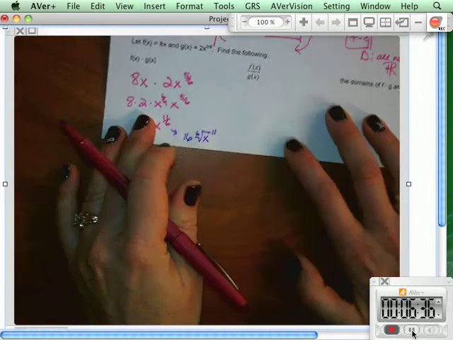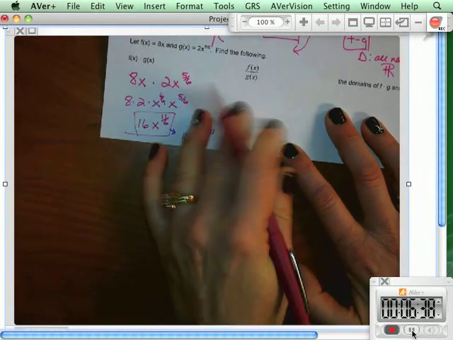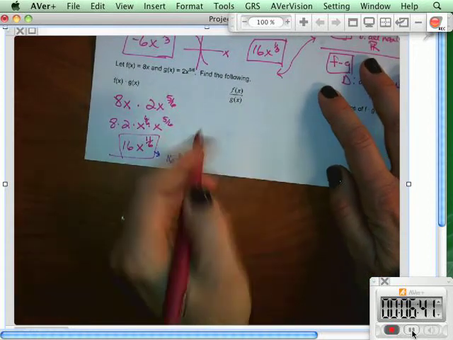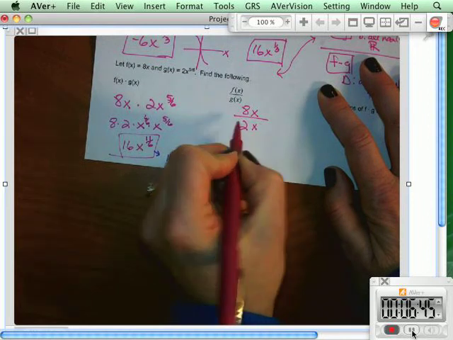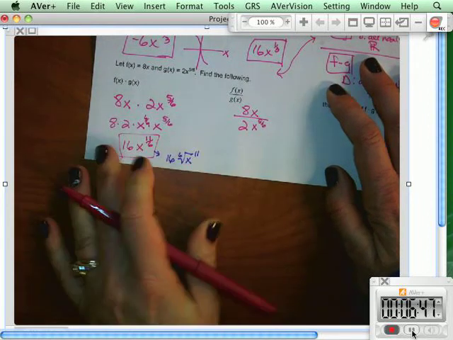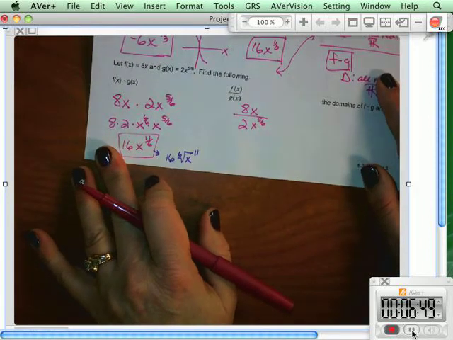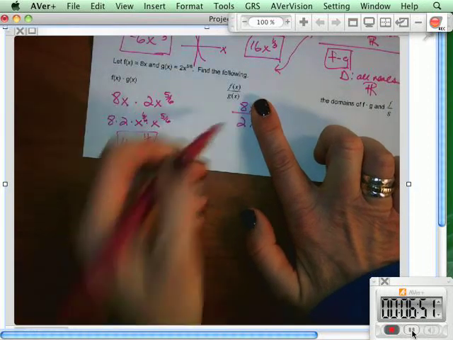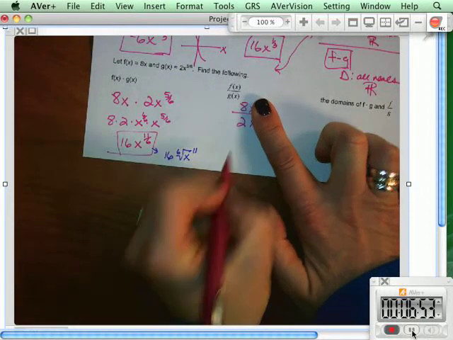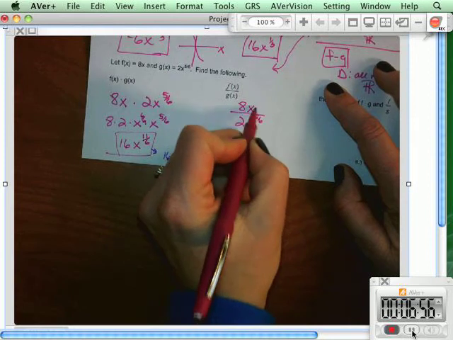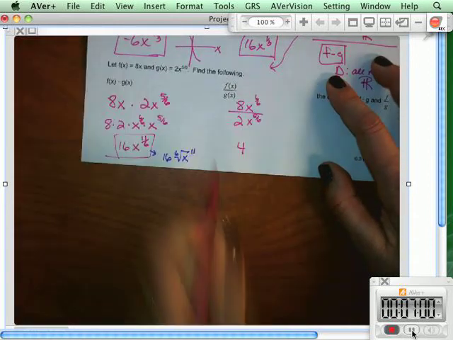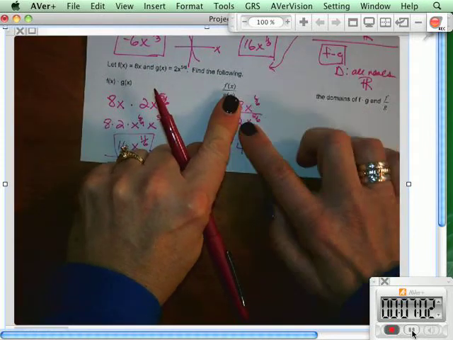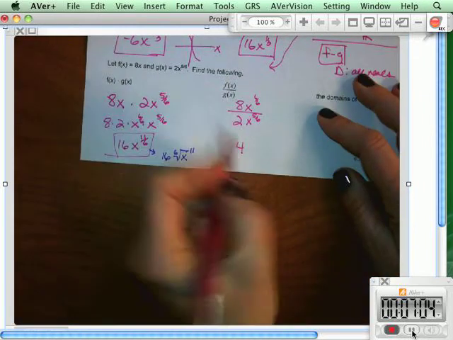This is my answer. F of x divided by g of x, so write 8x divided by 2 times x to the 5/6. Let's start by dividing these numbers because I can. What's 8 divided by 2? 4. What do I do with this business? Make this 6/6. Same base, I can subtract the exponents, so I get 4x to the 1/6.